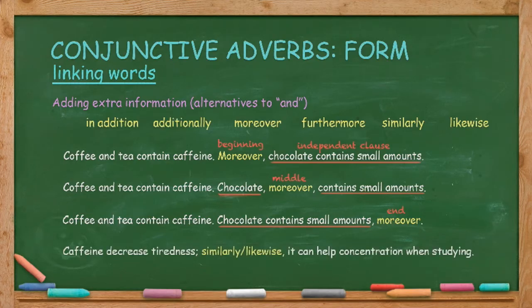You can also use the conjunctive adverbs similarly and likewise. They mean in a similar way. In this sentence, similarly and likewise come at the beginning of the independent clause, so they're set off with a semicolon and a comma. You could also use a period and a comma, as we see in the first example. If the conjunctive adverb comes in the middle of an independent clause, it's set off by 2 commas, and if it comes at the end, 1 comma.